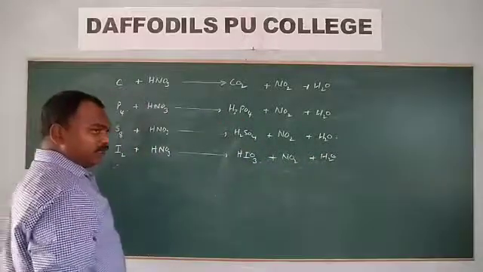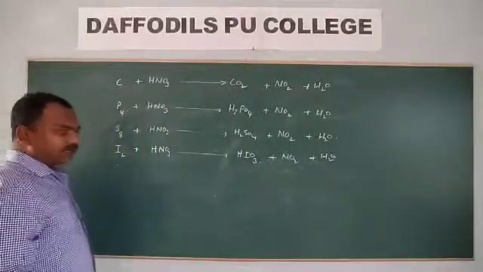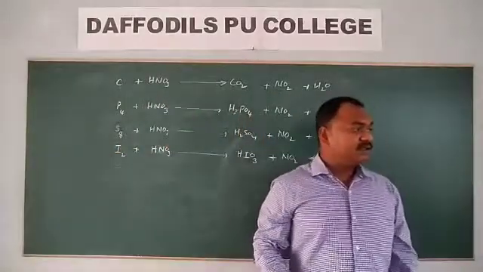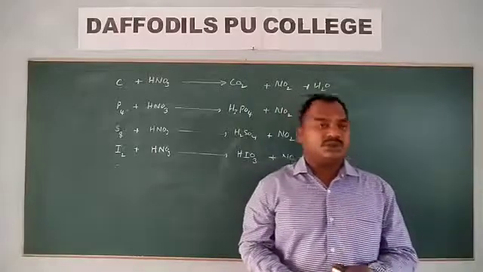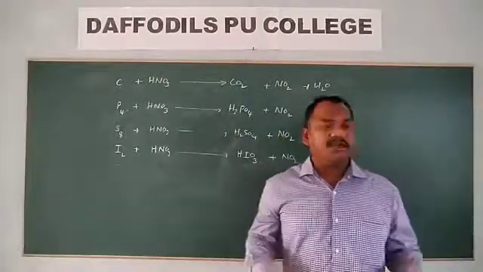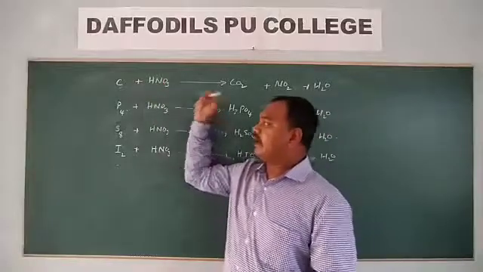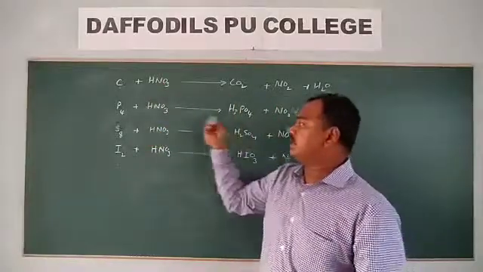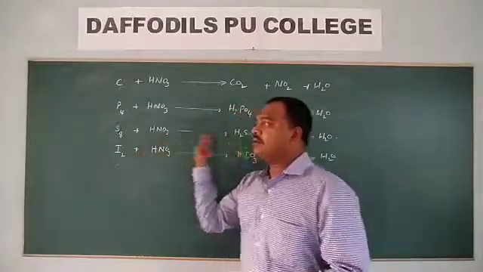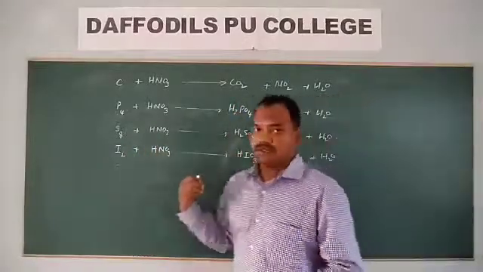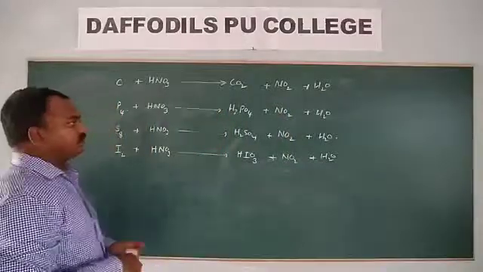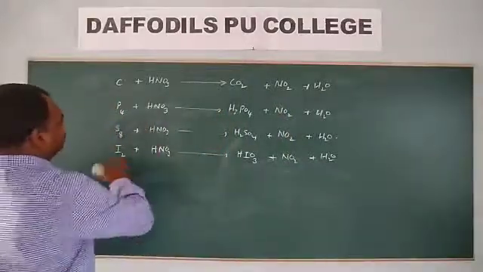So non-metals are oxidized by nitric acid, which means nitric acid is a strong oxidizing agent. It oxidizes non-metals also: carbon to carbon dioxide, phosphorus to phosphoric acid, sulfur to sulfuric acid, iodine to iodic acid. So these are the oxidizing properties of nitric acid.